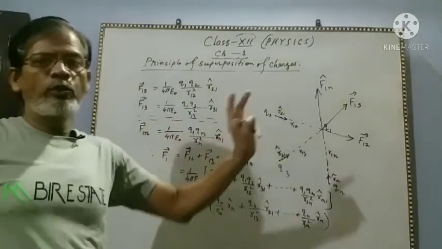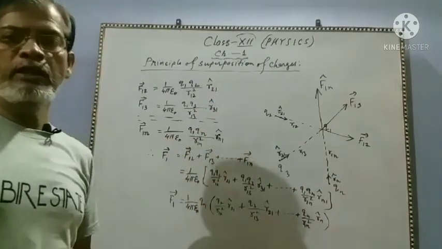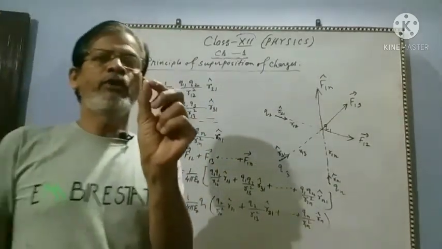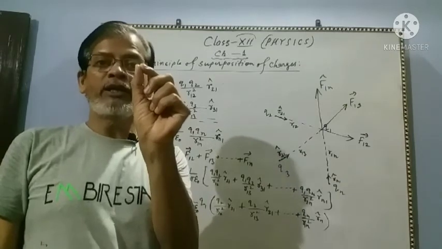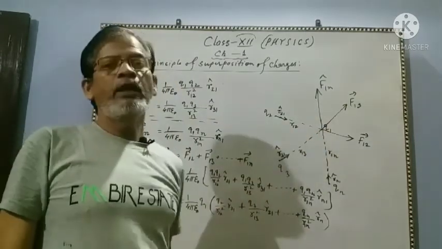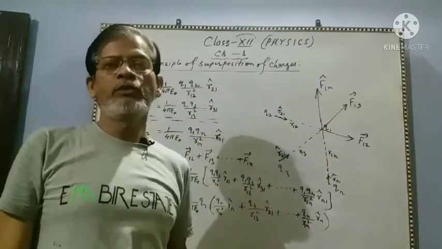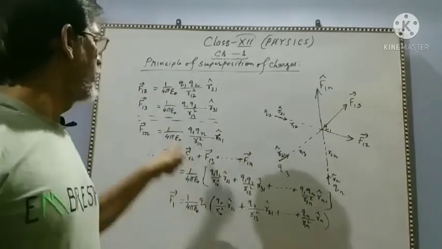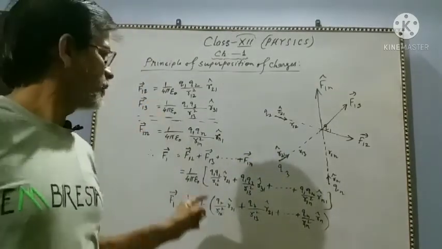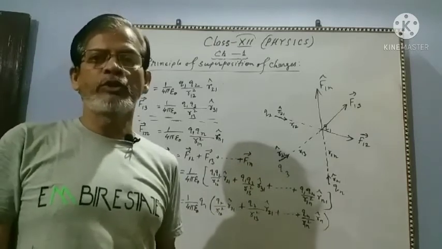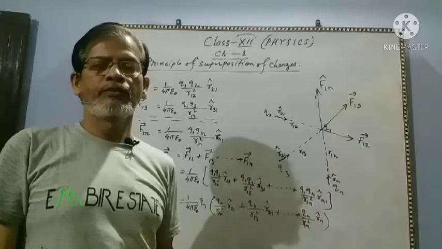You have to take so many charges, they are in discrete manner, and you have to find the force on a particular charge. And what will be the net force? This will be the vector sum of the forces. And this will be the principle of superposition of charges. Clear?